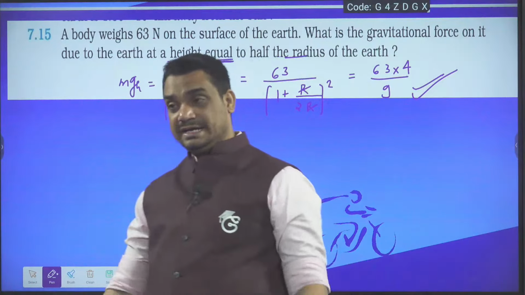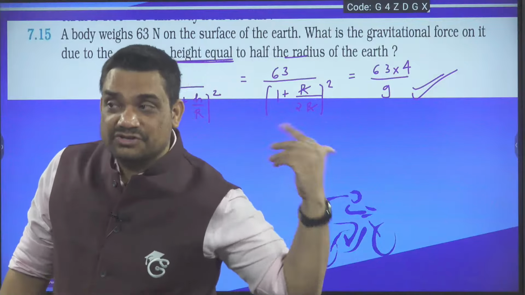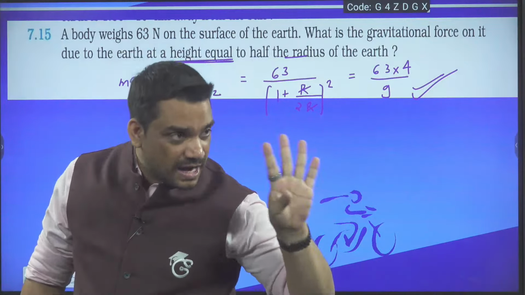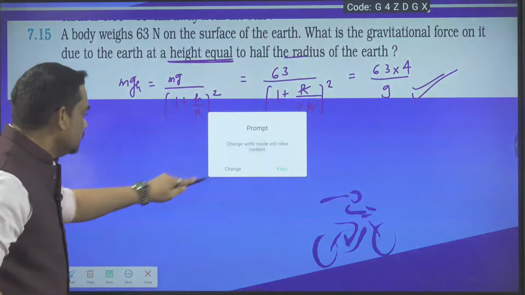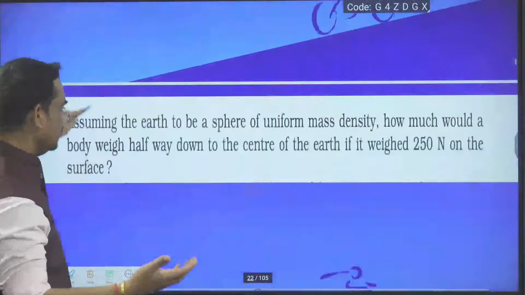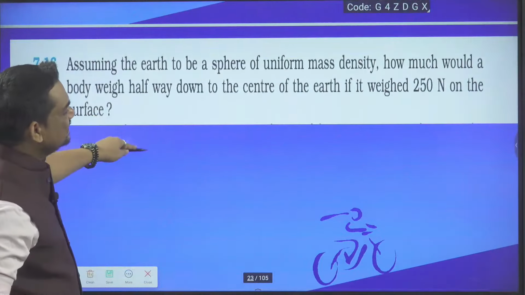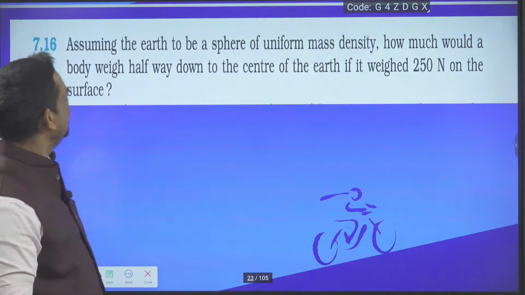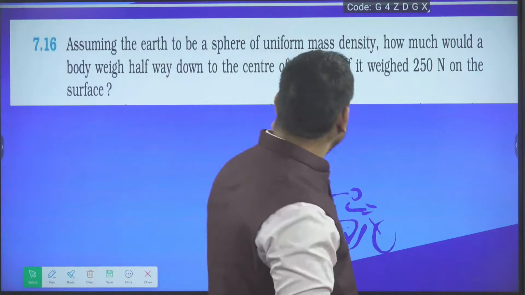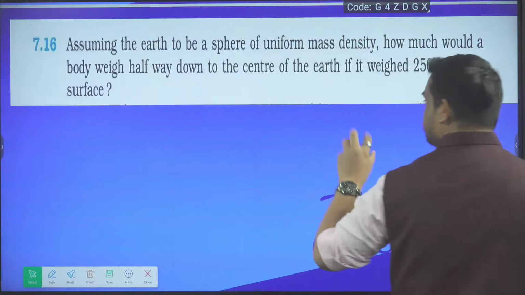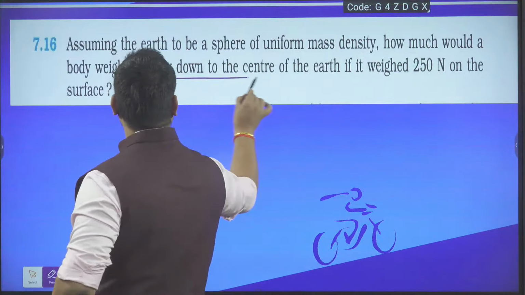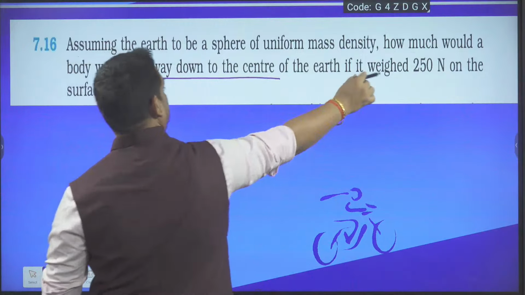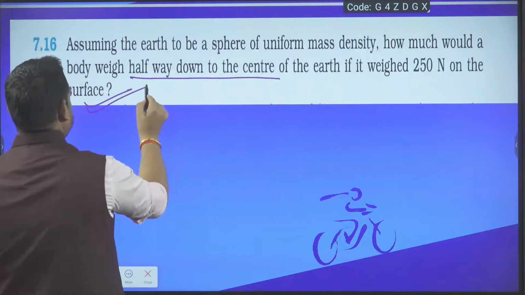It is due to the height, and due to the depth that previously I had done. So height and depth both, can we remember? This is with the depth given. How much would a body weigh halfway down to the center of Earth, if it weighed 250 newton on the surface? This is the question with the depth.